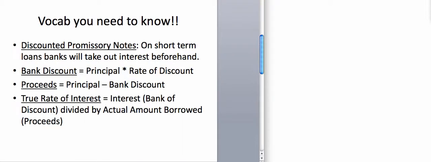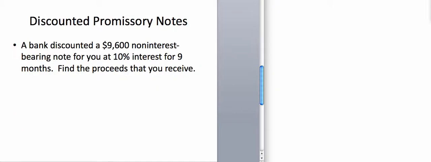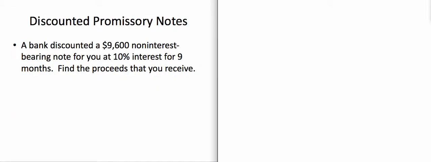What discounted promissory notes are is, if it's a short-term loan, meaning like 6, 8, 12 months, something less than a year, the bank will take out the interest beforehand, and then they'll give you that money after that. Those are your proceeds, the amount of money that they'll give you. So we'll get started here with an example.